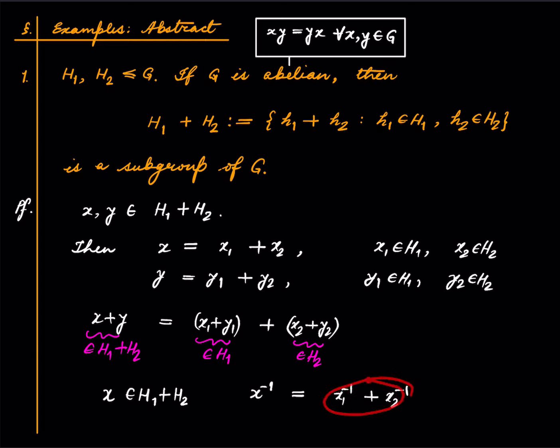So this thing is actually an element of H1 plus H2, because this is an h1 and this is an h2, and one can check that this is the inverse of x inverse, and that's it. So this is closed under inverses also, and therefore is a subgroup of G.